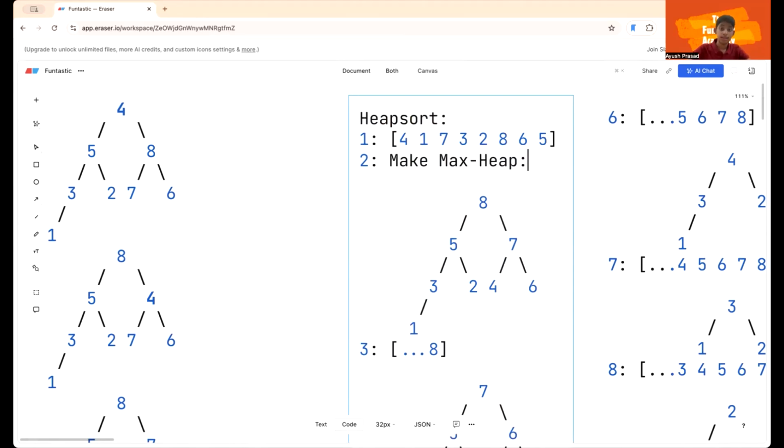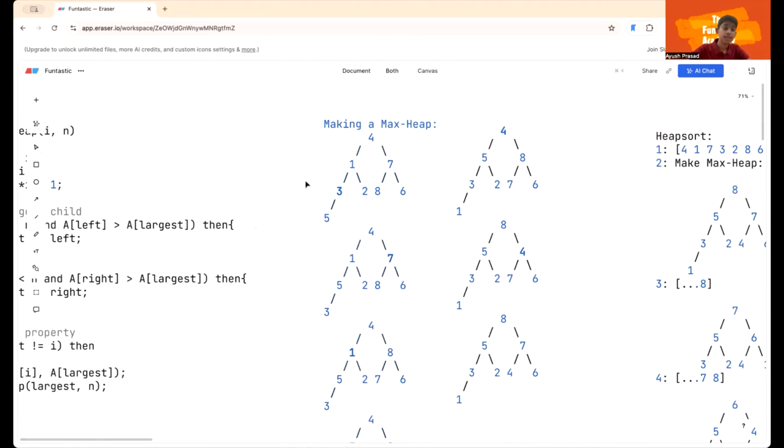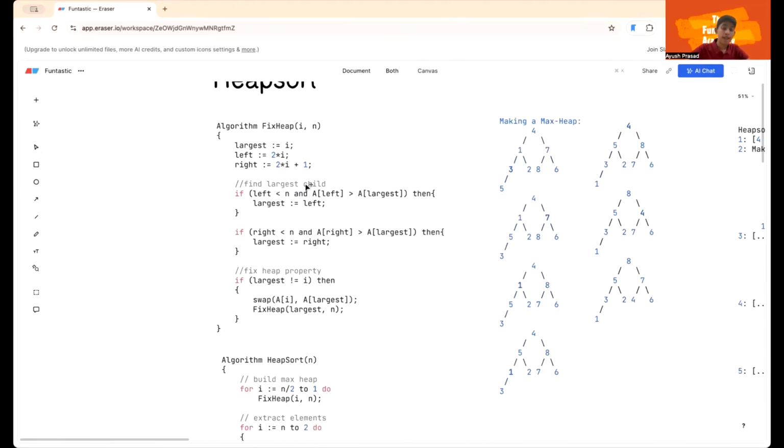Now the question arises, how do we make a heap? How do we take a random list and make it so that it satisfies this heap property where the biggest number is at the start? The answer is by using the heapify algorithm.